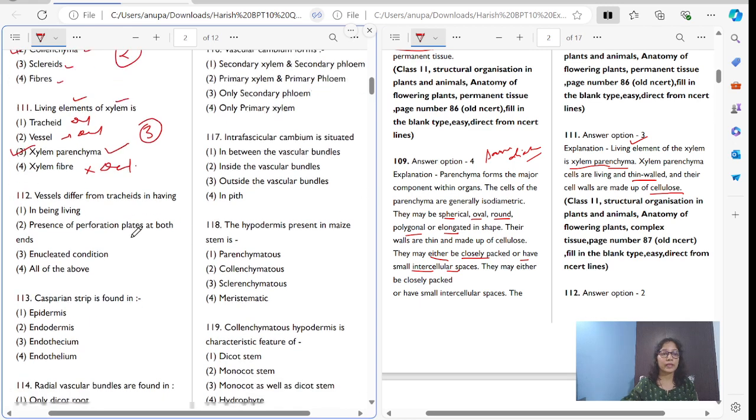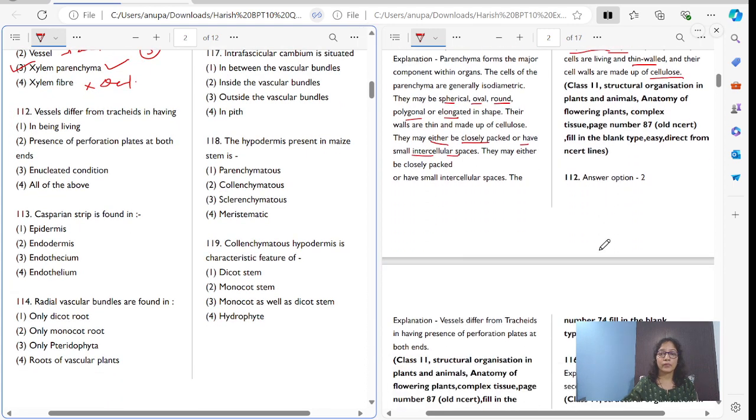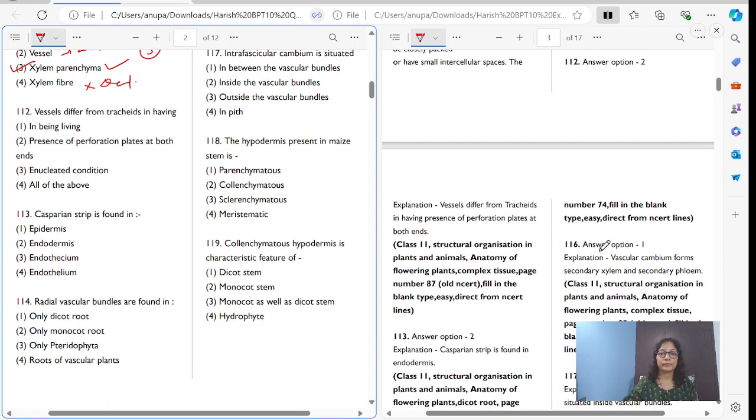Now let's move to the next question, that is question number 112. Question number 112 states that vessels differ from tracheids in having. We have to find out on what basis vessels differ from tracheids. So let's see the options.